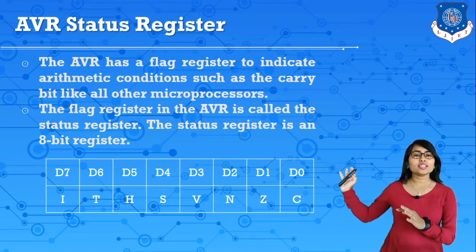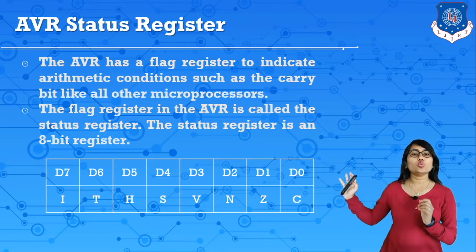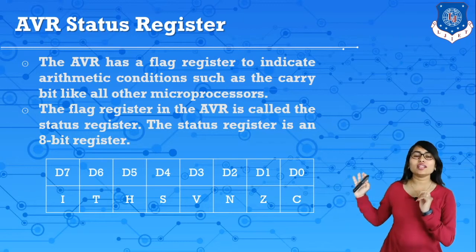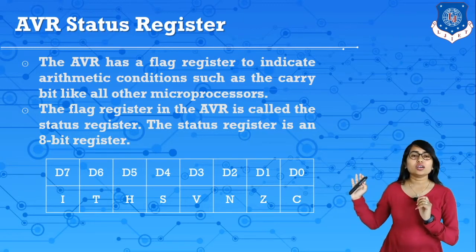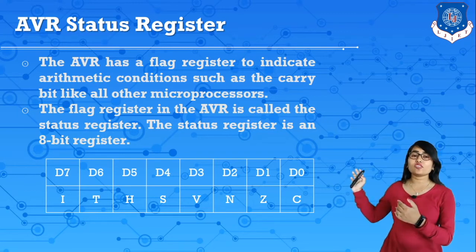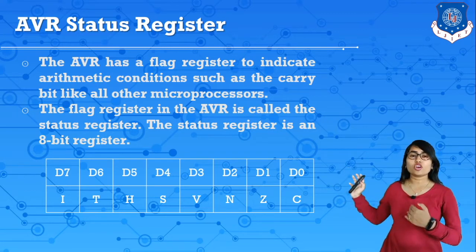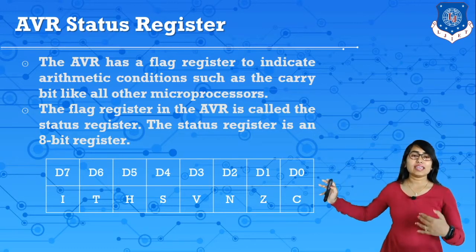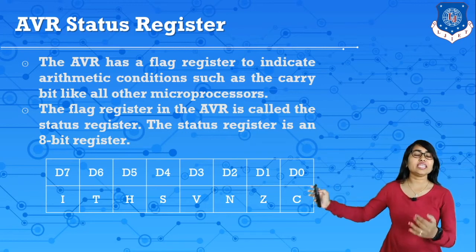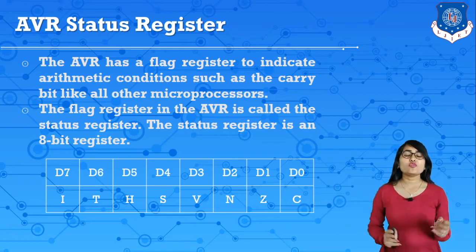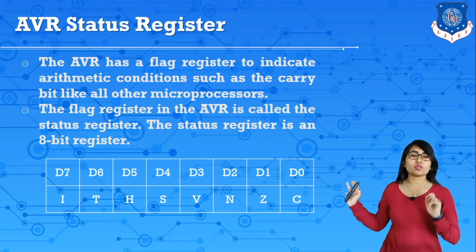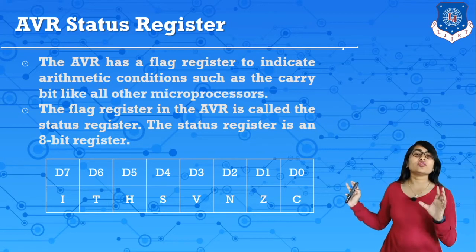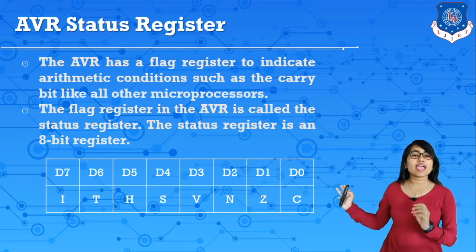Now all these bits are dedicated to one particular flag. So D0 is dedicated for C, D1 is dedicated for Z, then D2 is dedicated for N, then V, then S, then H, T and I. Each and every flag has specific meanings, and under specific conditions any of the flags is equal to 1, otherwise it will be 0.